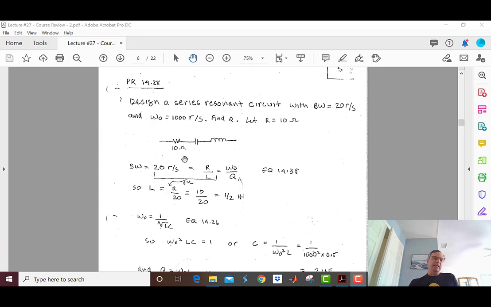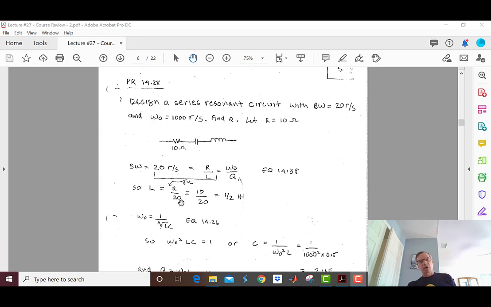And so I'm going to be like the seagull, and I'm going to go through my formulas. Let's see, the bandwidth, we know it's going to be 20 radians per second, because that was specified, and that's equal to R over L for a series resonance circuit, which is also equal to omega naught over Q. And we might remember that this is valid for any circuit, but this is valid for series resonant. And so I go through my formulas and I say, I know the bandwidth, I know the resistance, I can get the inductance, so I'm going to use these, just like the seagull does.